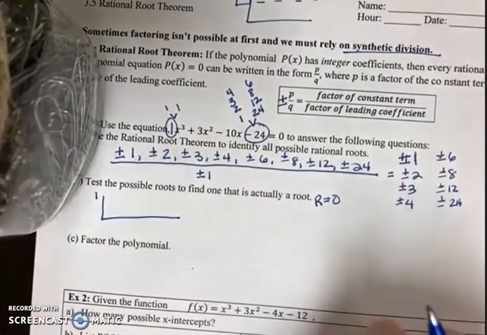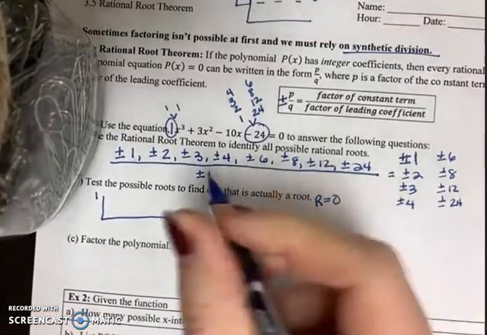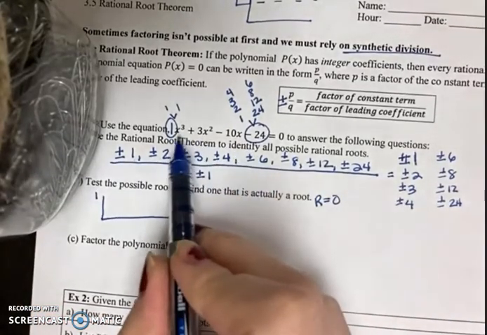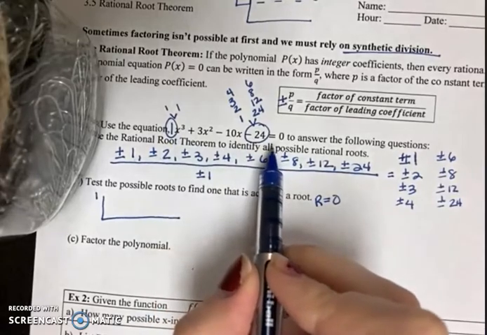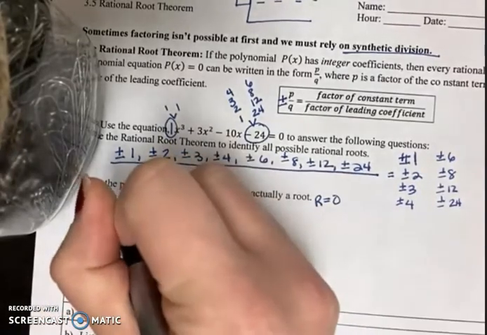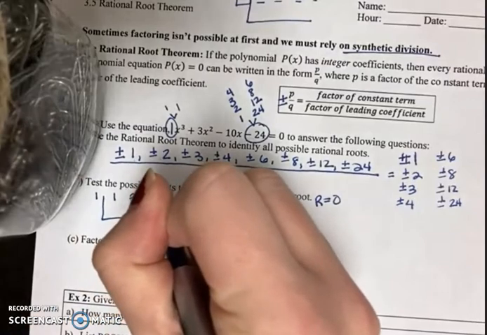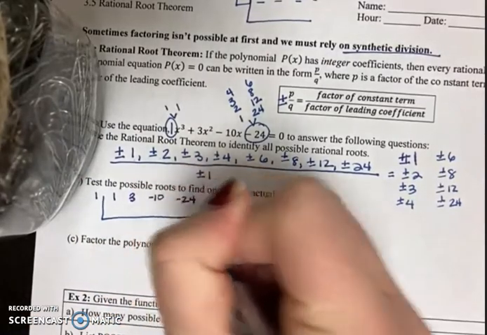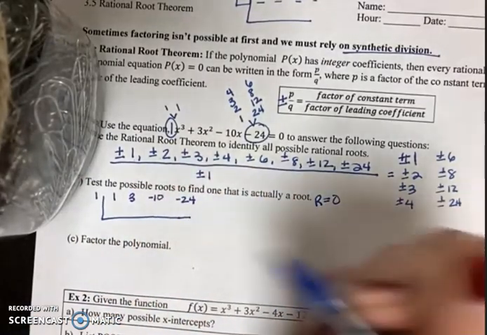1 would go on the outside, and I would use synthetic division. Looking at my equation, it's written in standard form, and I do not need any placeholders. So I'll put 1, 3, negative 10, negative 24. Let's see if we get a remainder of 0.